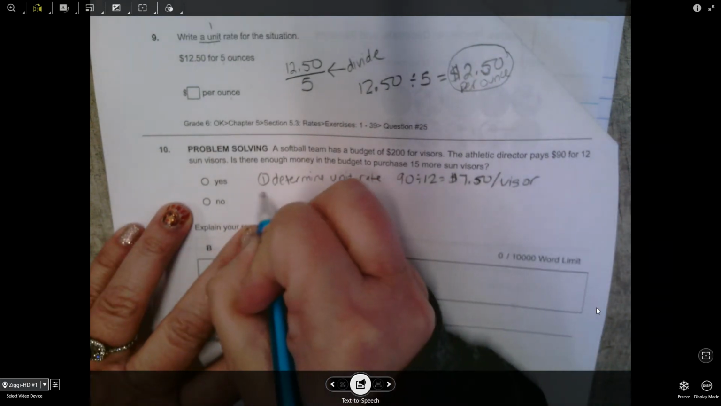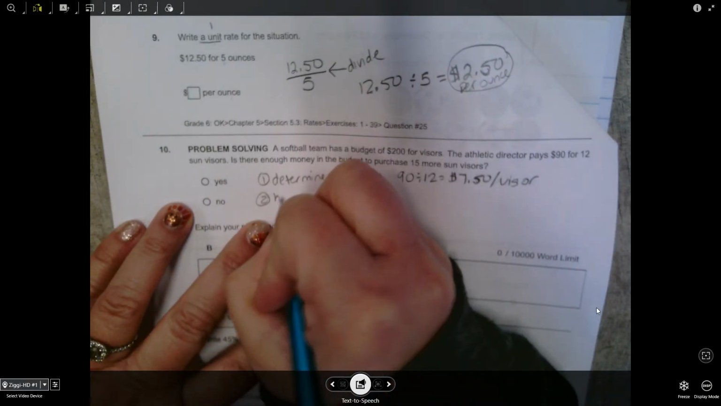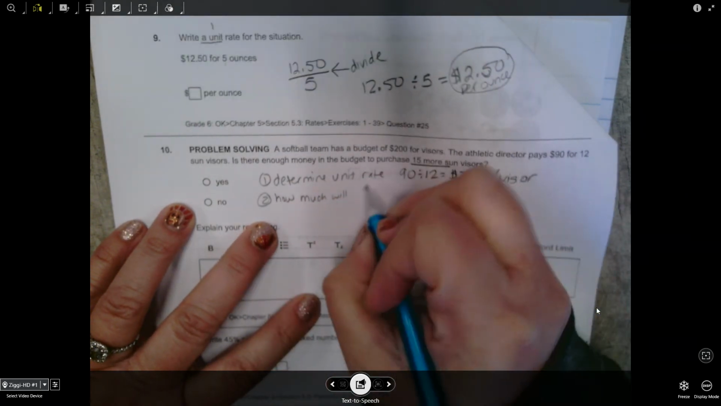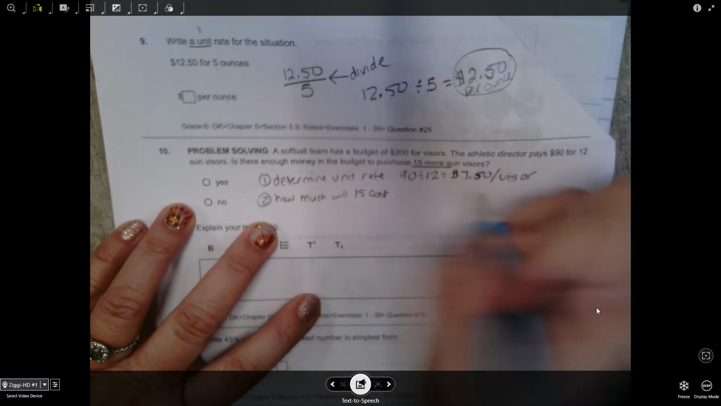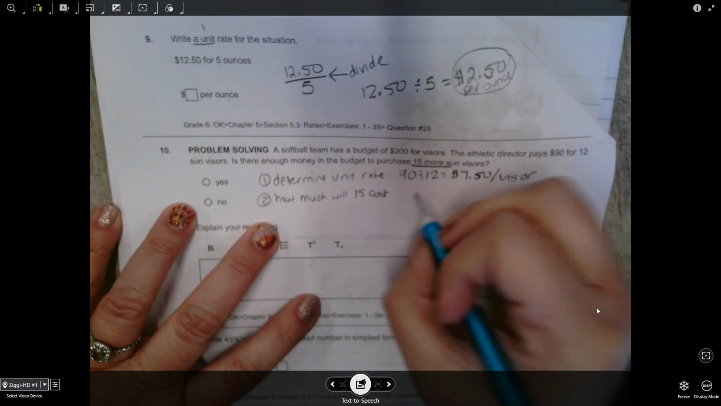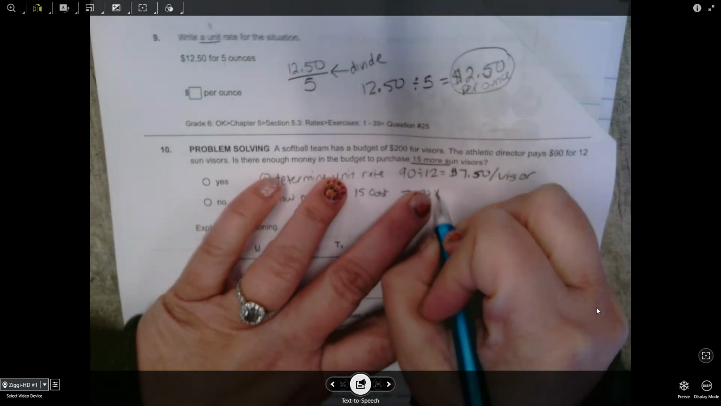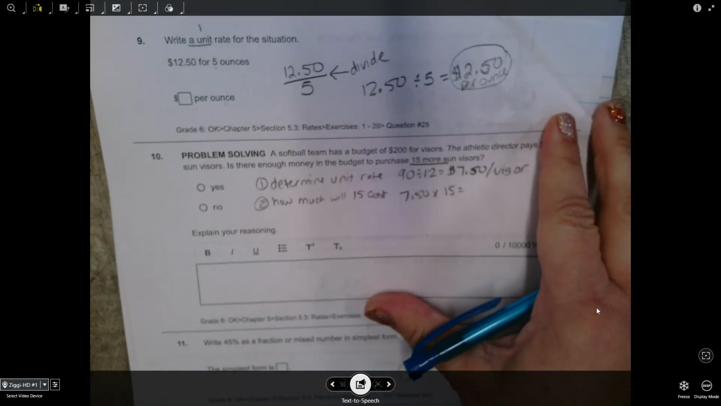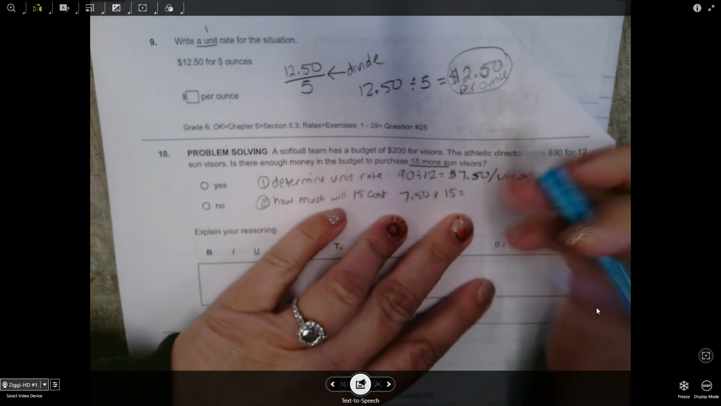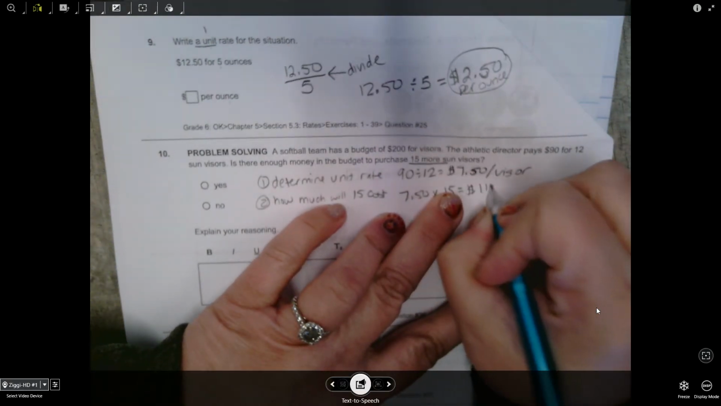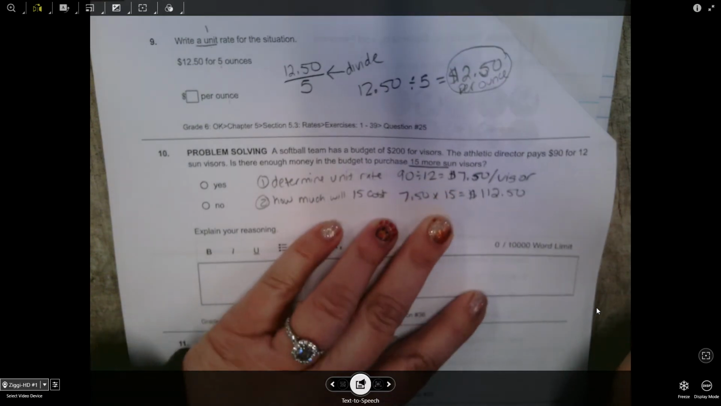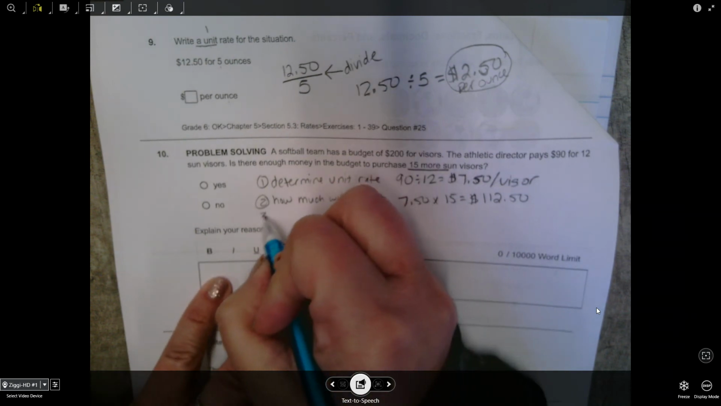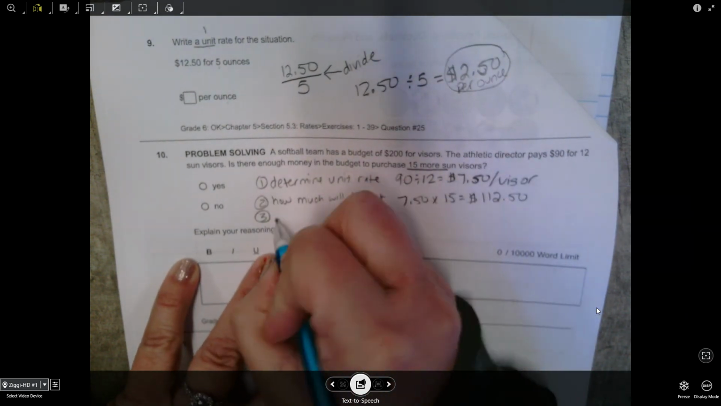So then we have to see how much 15 more will cost. So you're going to take your unit rate times the number you're going to buy, right? And you get $112.50. Now we've already spent 90, right? So the last part we have to see if there's enough money left.